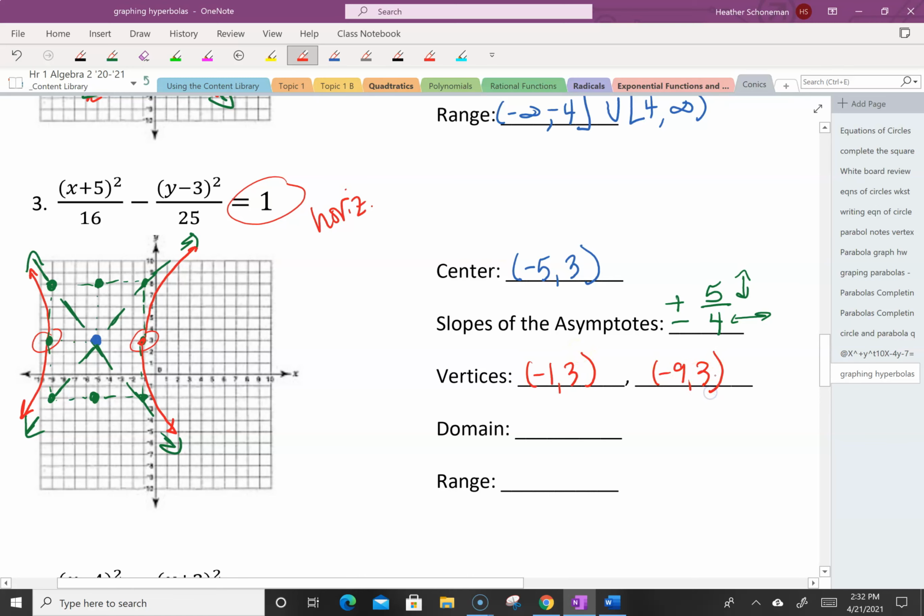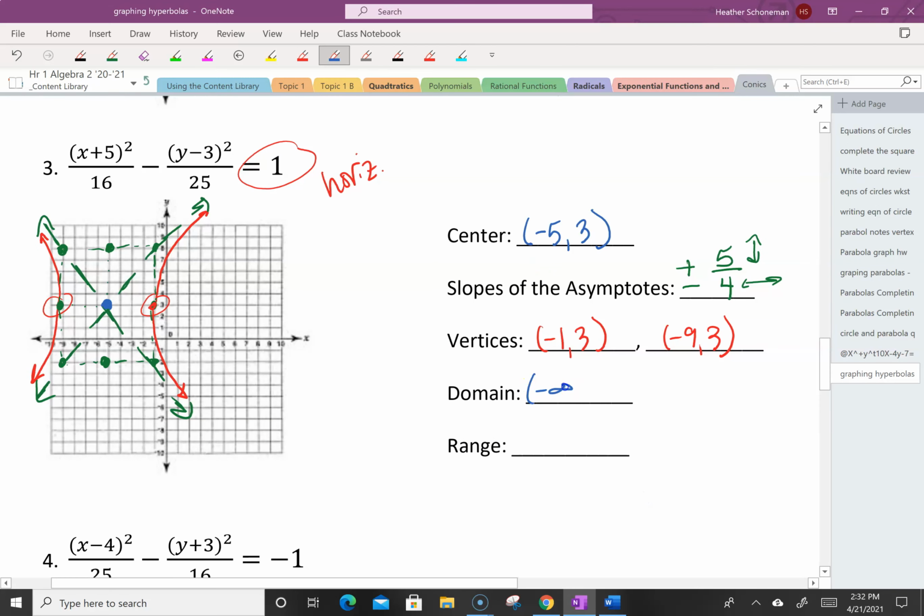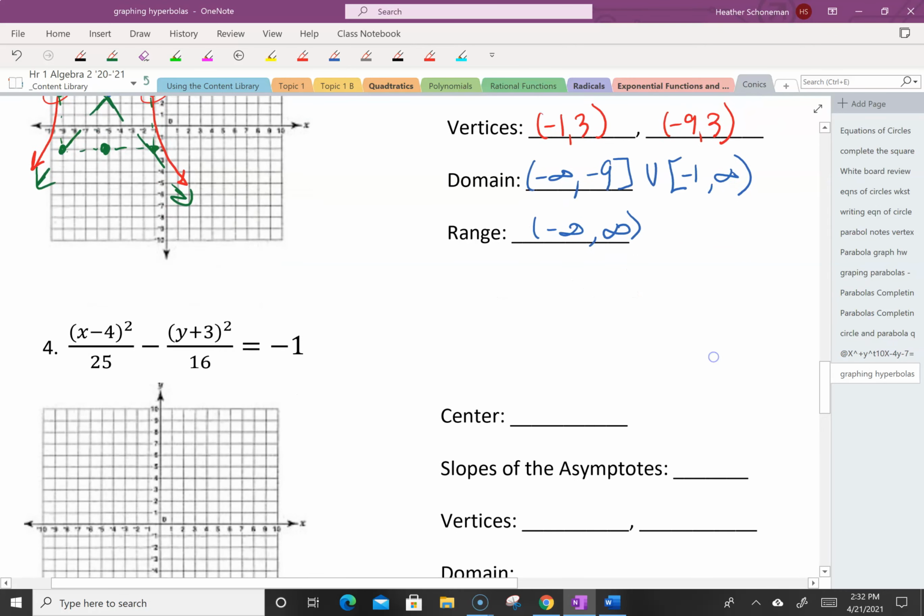So the domain, when I go left to right, it starts over out here in negative infinity, but then it stops at -9. And I have a bracket because that point is included, because that is my vertex. That's an actual point there. But then it starts back up again at -1, sorry, and continues on to infinity. The range expands all the way up and down, so it's negative infinity to infinity.